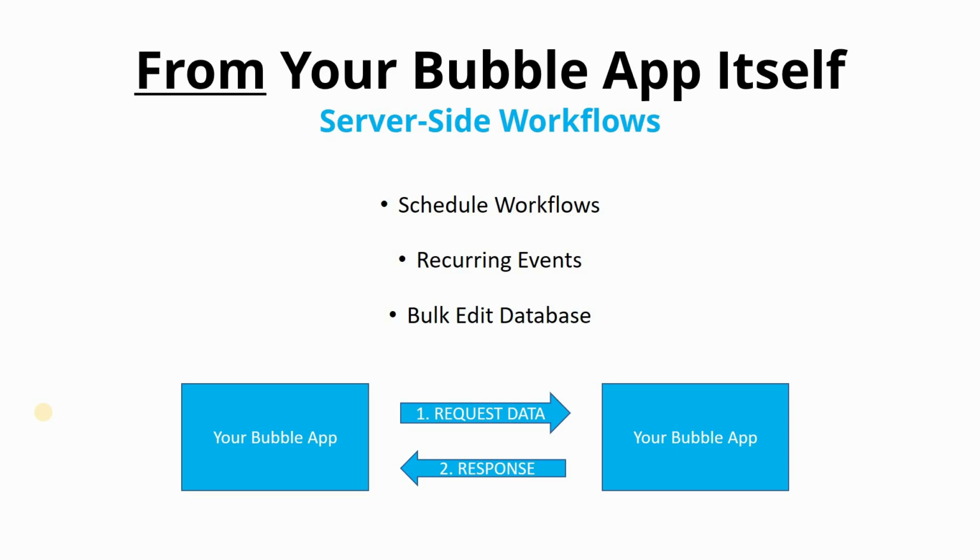The second use case would be recurring events. So that's very similar to scheduled workflows. The only difference is that a recurring event happens more than once, so you can set up the interval for that. It can happen daily, weekly, monthly, or annually, depending on the plan that you're on. And you can also bulk edit your database. So you can set up a server-side workflow to make a modification to a very big list of your database records and have it all happen in a much more efficient process.